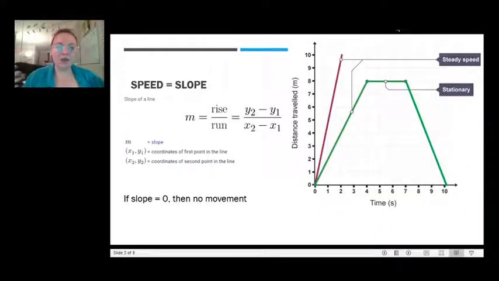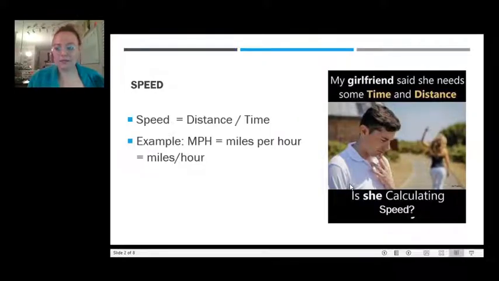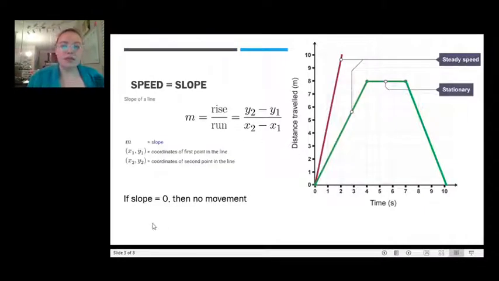So when we think of it as a graph, the speed is a slope when you have distance traveled on the y-axis and time on the x-axis. Because if slope is rise over run, then our slope of a distance-time graph would be distance over time, aka speed. And if the slope is 0, like how we see here, that means that you're not moving. You're not changing your distance. Your distance is staying the same and time is progressing.